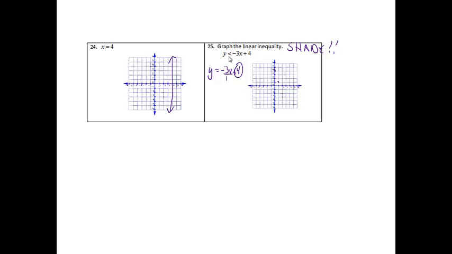And then since there is no equal sign under the less than sign, we are going to make a dashed line because that would not be included in our solution. And then remember, we're going to test 0, 0. So I will put 0 in for the y and 0 in for the x.